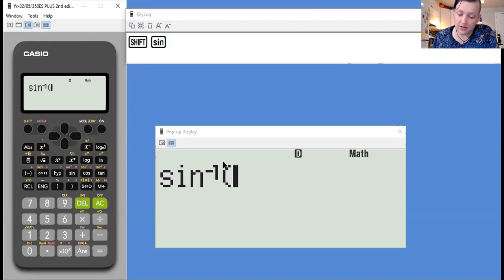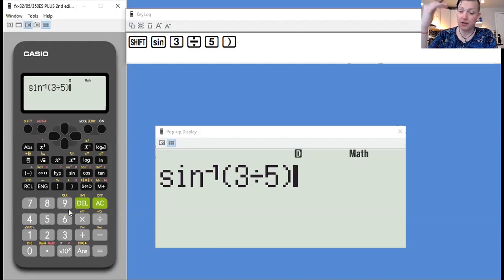And you see it's started a bracket here. So now I can actually enter in that whole ratio. And then as long as I put a closed bracket after it, it'll do the division inside first and then give me the answer. So I put in 3 divided by 5, because that's my ratio, 3 over 5. And close my bracket, just hit enter.